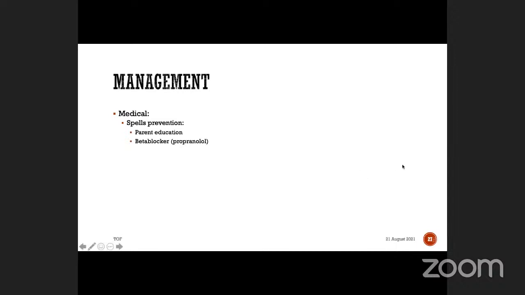So beta blockers, especially propranolol, is the drug of choice for patients who have frequent spells, to decrease their heart rate and decrease the number of spells. It does not prevent spells totally, but it decreases the number and the duration of the spells. The management of tetralogy is basically surgical. There's no role for intervention here, but the surgery can be twofold, either a palliative procedure or a corrective procedure.